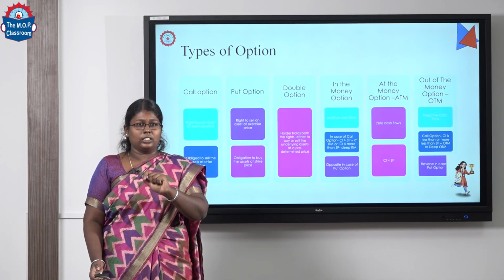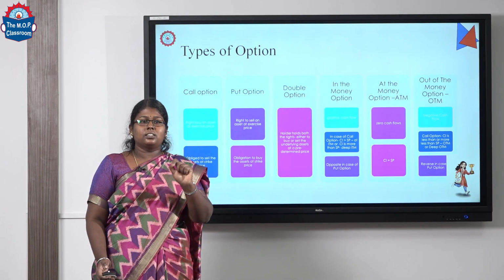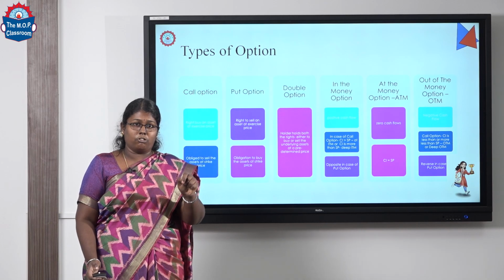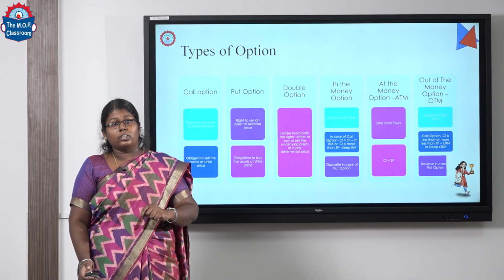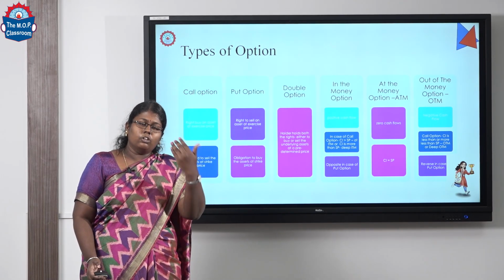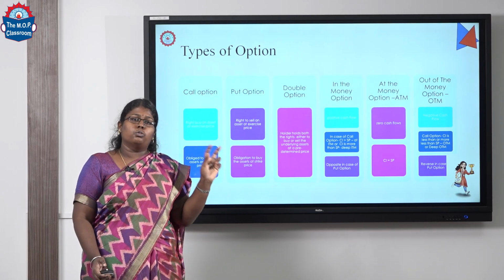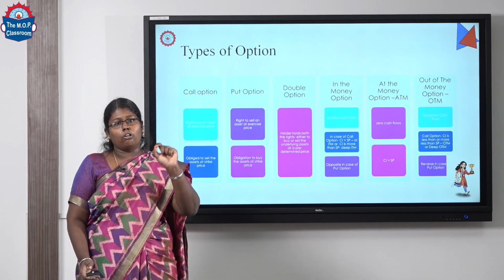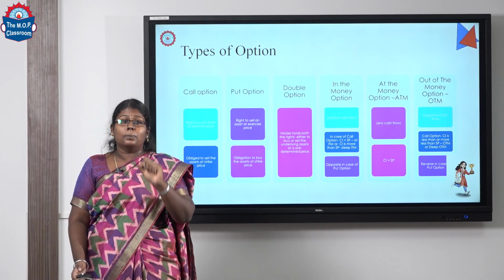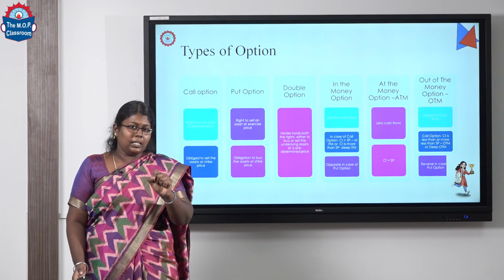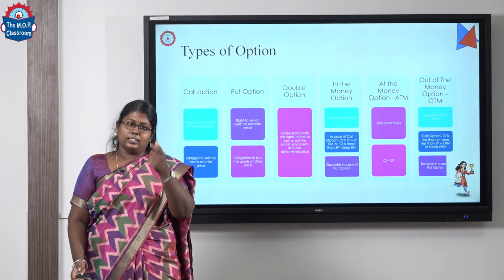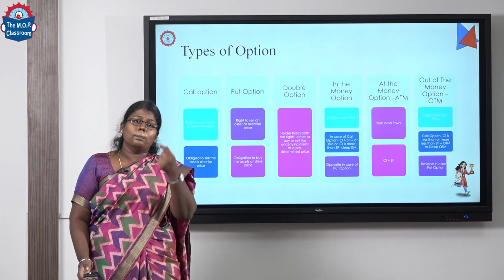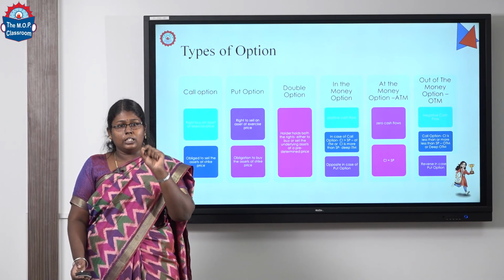Here it is further classified into six categories. The first three categories depend upon the type of right he has in the option contract. The next three categories depend upon the gain he gets out of the contract. The first three are the call option, put option and double option. When I say call option, he gets the right to purchase the shares at the predetermined price when he exercises his option. Make a note of it: when he has a right to purchase the share, that will be called the call option.